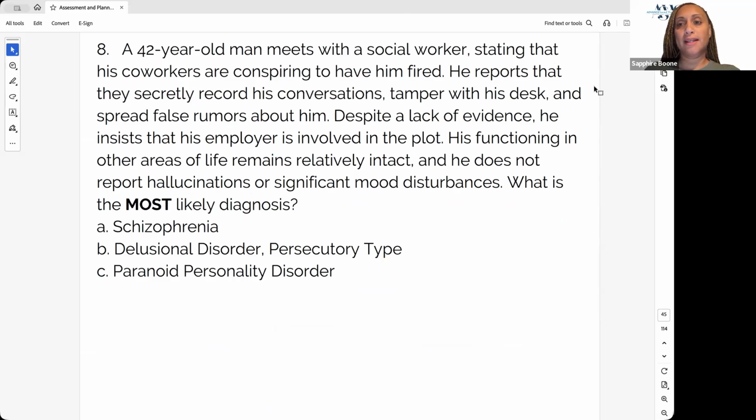Again, I'm going to read it as you all work through it on the poll and on the screen. What is the most likely diagnosis? A 42-year-old man meets with a social worker stating that his coworkers are conspiring to have him fired. He reports that they secretly record his conversations, tamper with his desk, and spread false rumors about him. Despite a lack of evidence, he insists that his employer is involved in the plot. His functioning in other areas of life remains relatively intact, and he does not report hallucinations or significant mood disturbances. What is the most likely diagnosis?